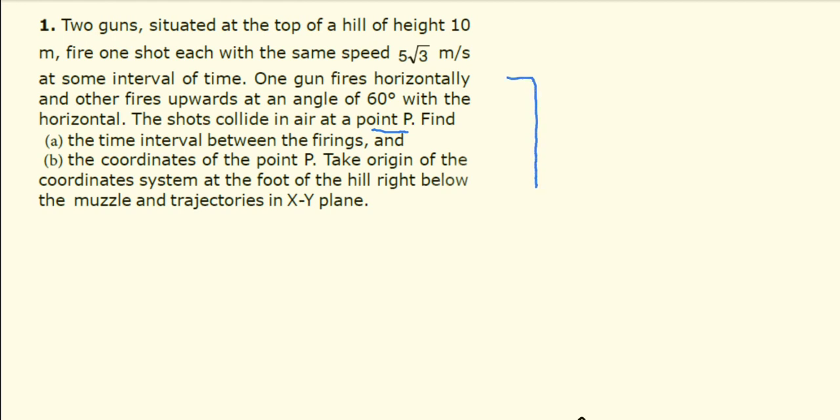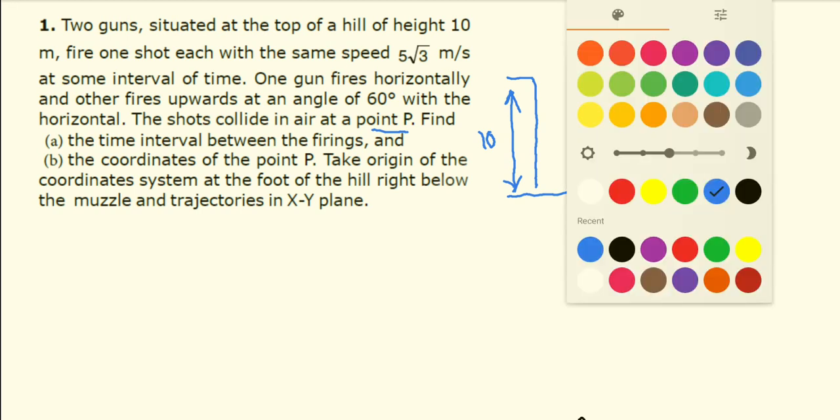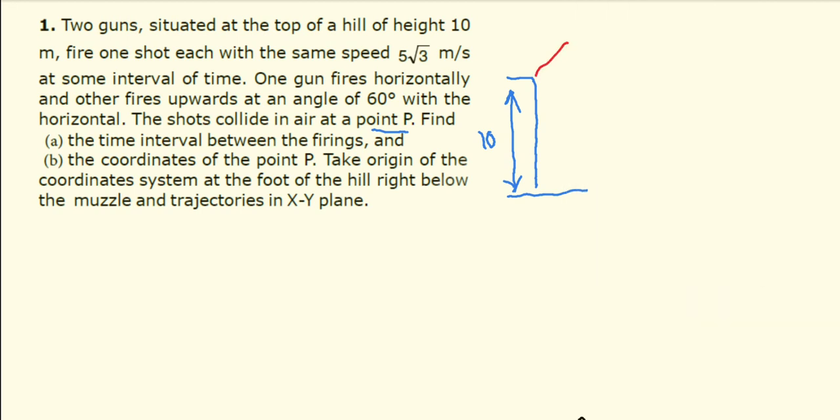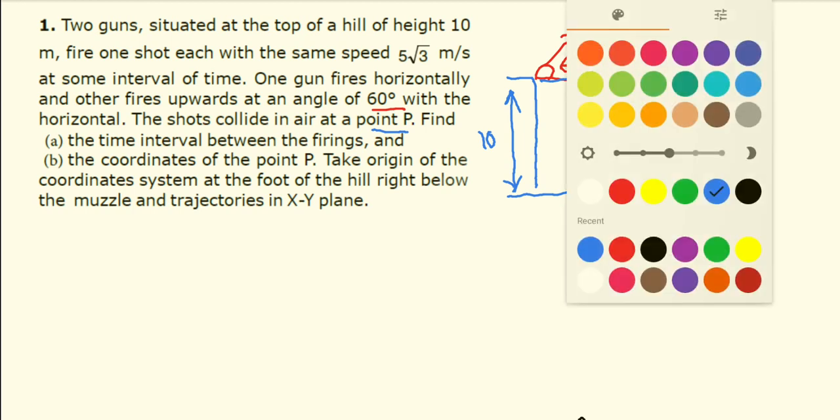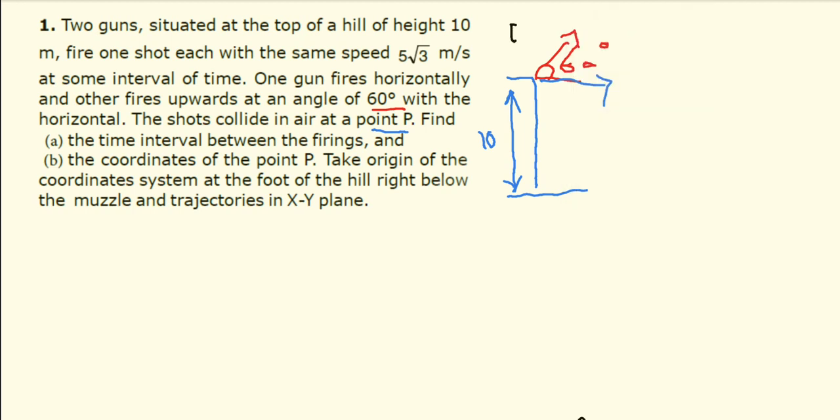Suppose I consider a hill over here which is at a height of 10 meter. Okay, now the height is already 10 meter over here. Two shots are fired. The one is fired at this angle, which is given as 60 degree with the horizontal. So basically one shot is fired at an angle of 60 degree, and another is shot horizontally in this direction. Both of them are shot with the same speed, that is 5 root 3.